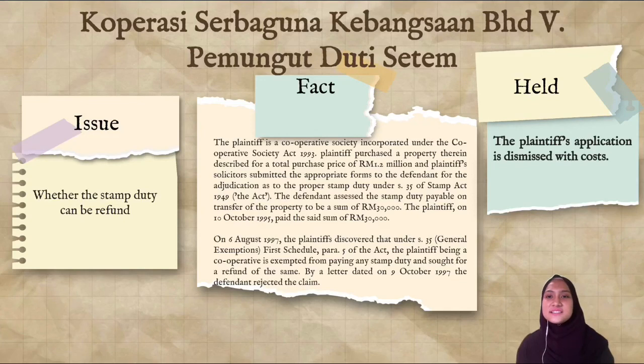On 6 August 1997, the plaintiff discovered that under Section 35, First Schedule, Para 5 of the Act, the plaintiff, being a cooperative, is exempted from paying any stamp duty, and sought a refund of the same. On a later date, 9 October 1997, the defendant rejected the claim. The issue here is whether the stamp duty can be refunded. The plaintiff's application to get a refund on its stamp duty is dismissed with scorn.